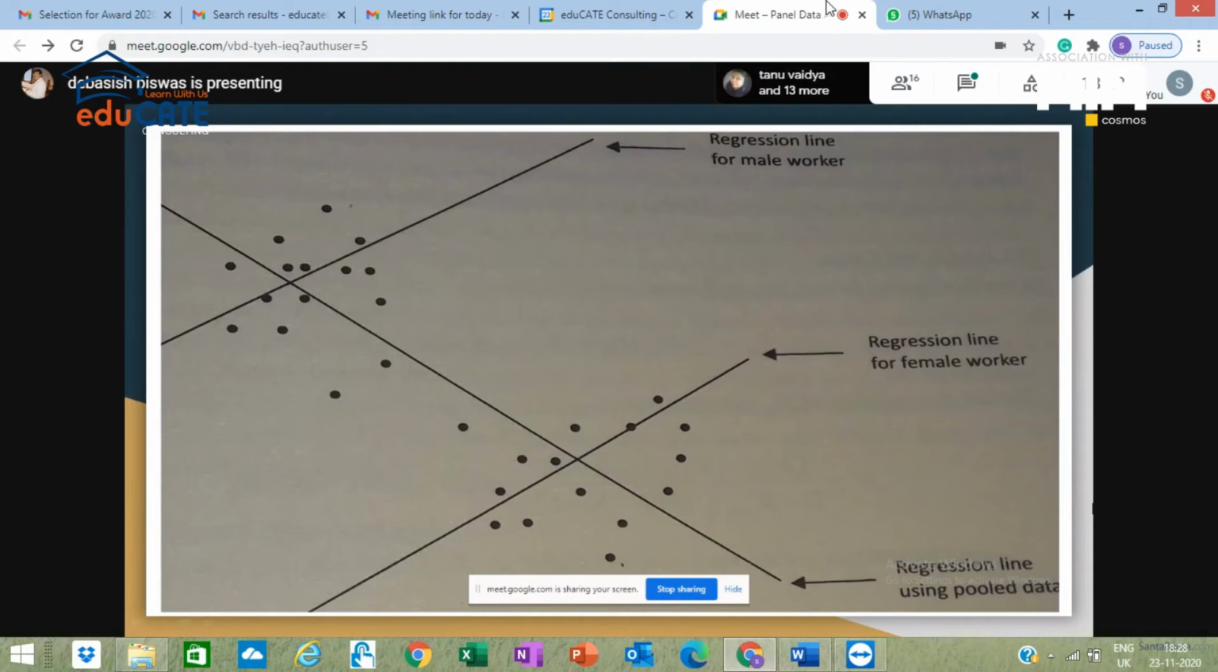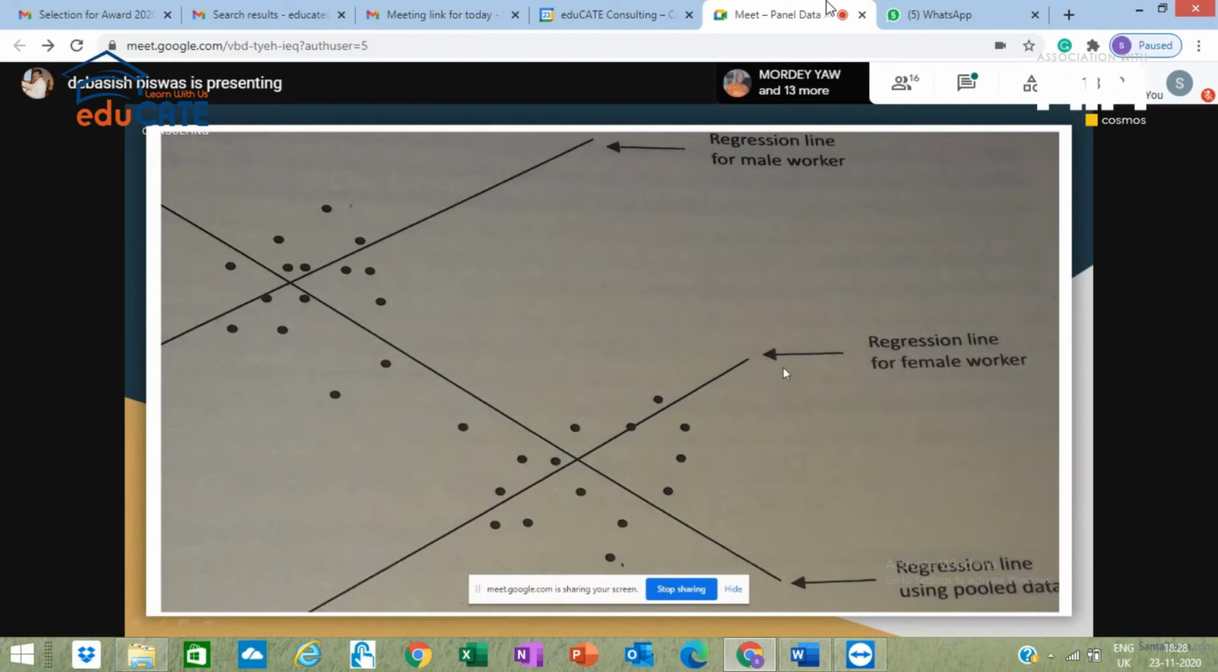I am explaining it. This is the line that you have already established for male worker. This is the line that you have established, suppose, for male worker. And this is the regression line. And why did we establish the regression line? For the purpose of prediction of our dependent variable or unknown parameter. And this is the regression line for female worker.